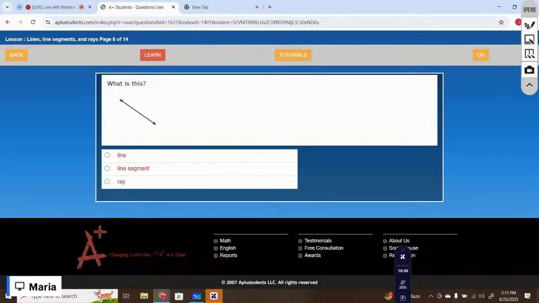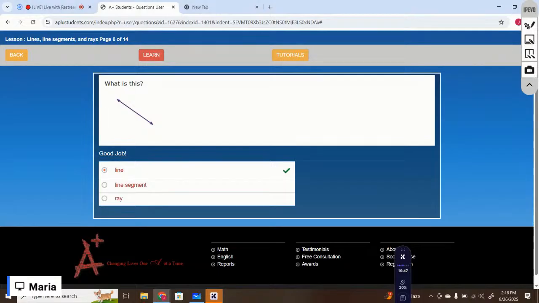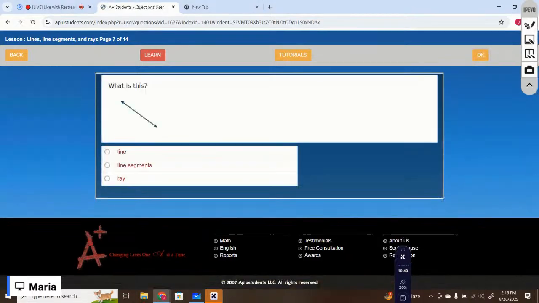What is this? This is a line. Yes, line it is. What is this? This is a line. Option number one is the correct option. Line it is.